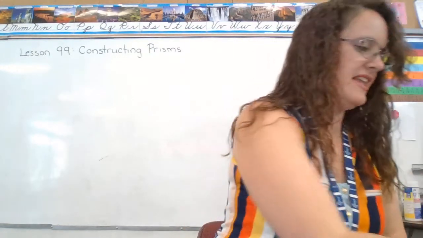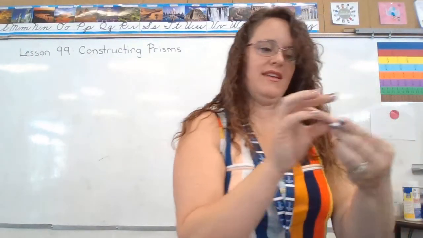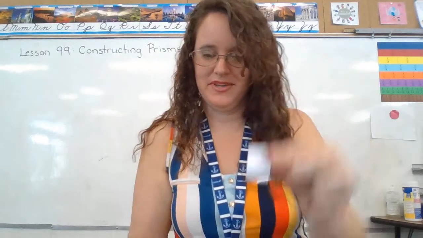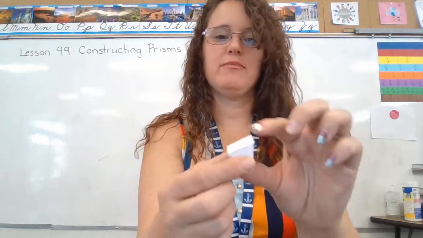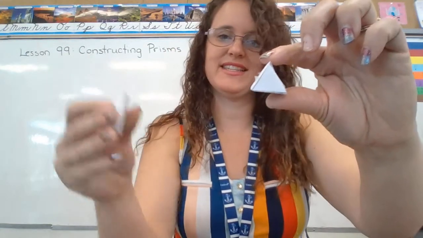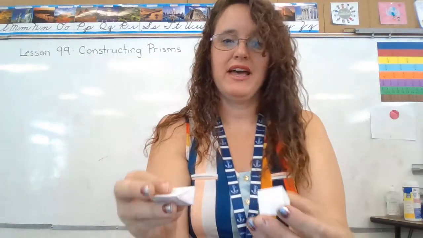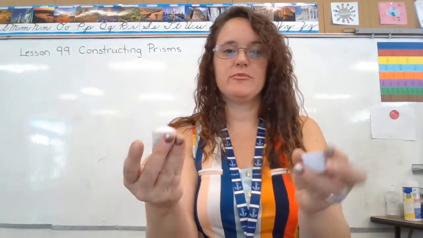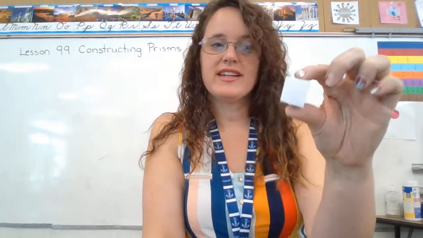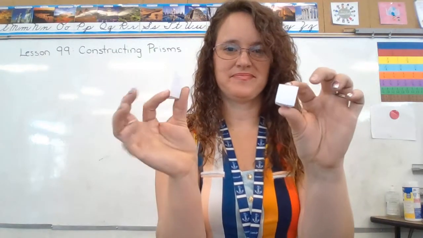Okay, taping my last two edges here. And I have another triangular prism, just a different shape triangle. Notice that's more of an equilateral triangle versus this is a right triangle. But both of them are considered triangular prisms because they have triangles as bases and rectangles or squares for their other three sides.